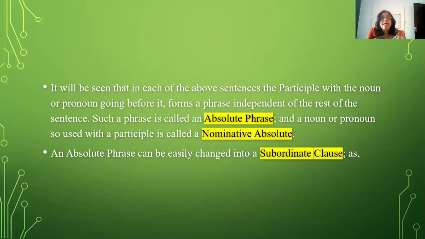It will be seen that in each of the above sentences, the participle with the noun or pronoun going before it forms a phrase independent of the rest of the sentence. Such a phrase is called an absolute phrase, and a noun or pronoun so used with the participle is called a nominative absolute. An absolute phrase can easily be changed into a subordinate clause also.